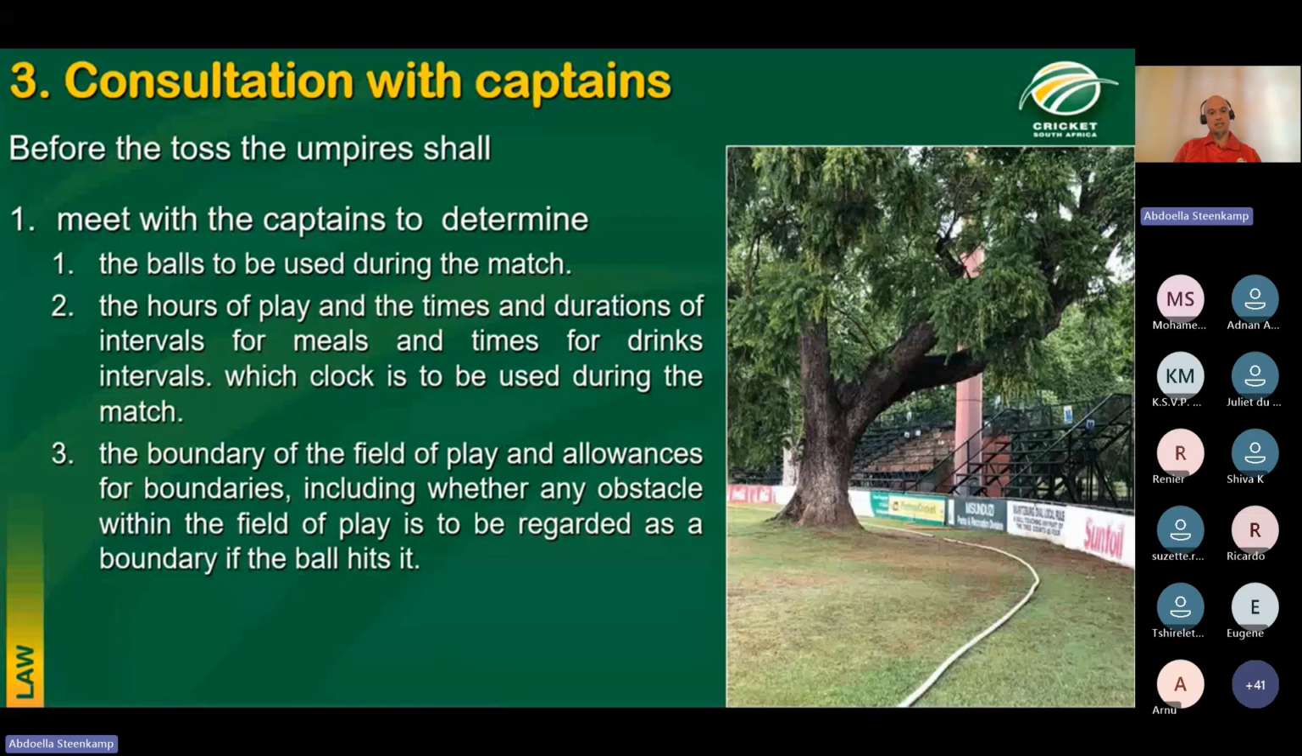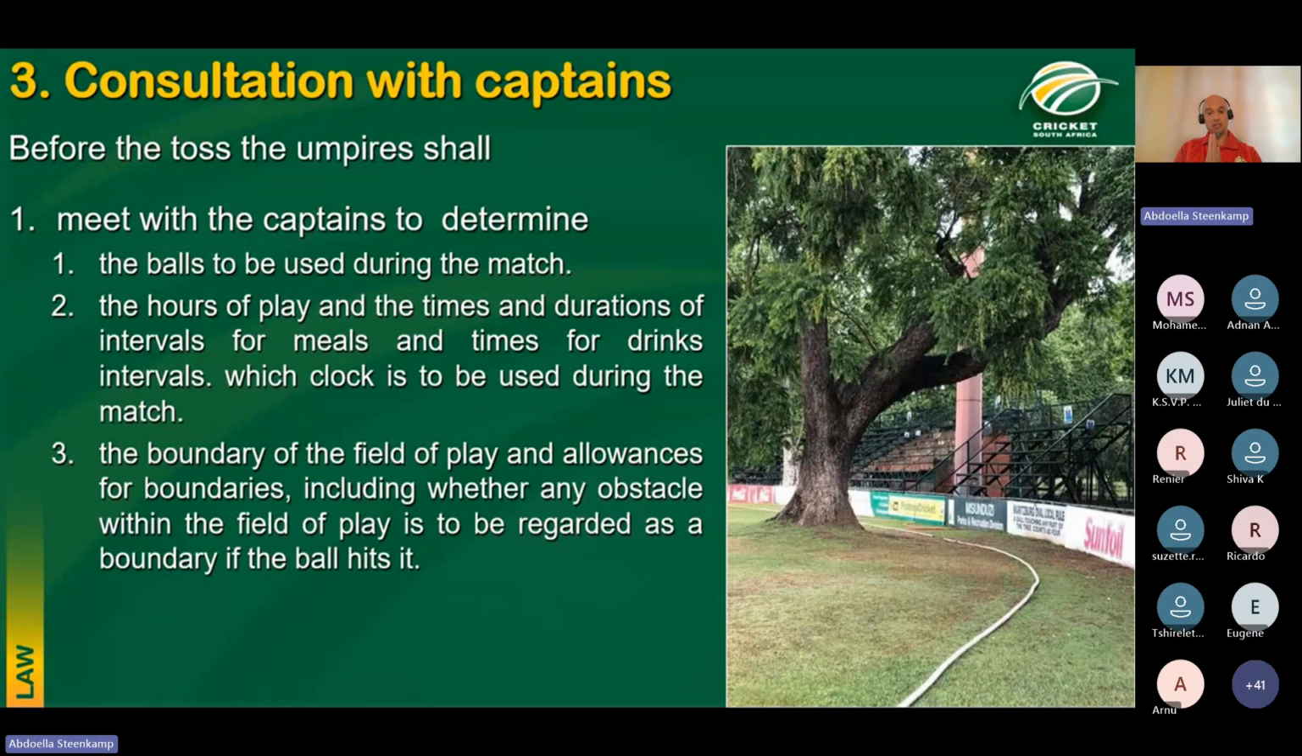Also, what needs to be discussed before the toss is the boundary of the field of play, allowances for the boundary, and if there's any obstacle within the field of play, please discuss it before the toss, like the tree on the right-hand side. This is the Pietermaritzburg Oval in South Africa, in KZN. This tree is close to the boundary.